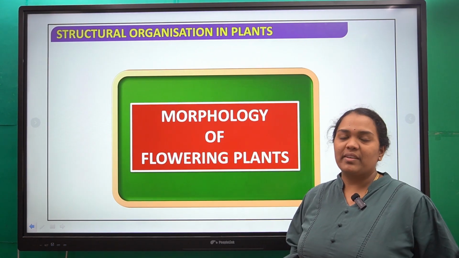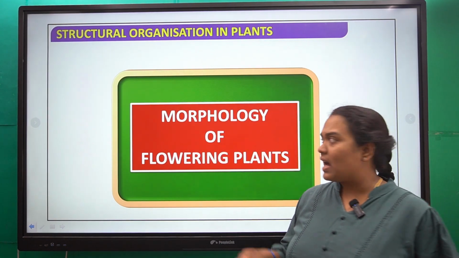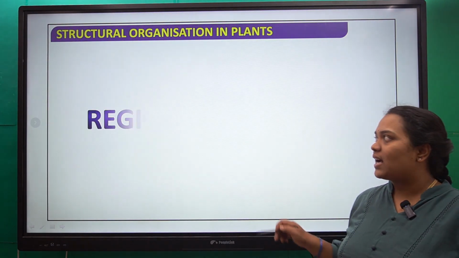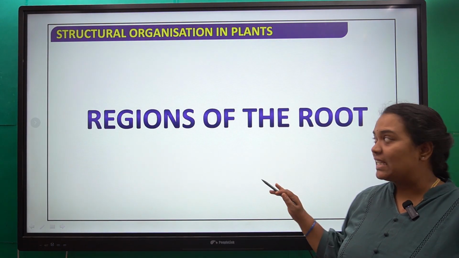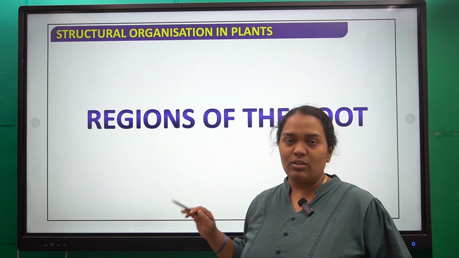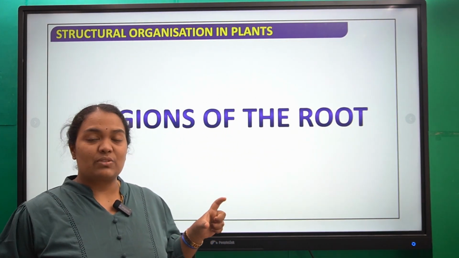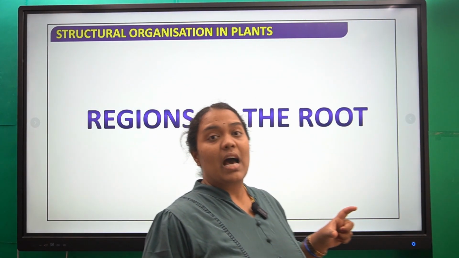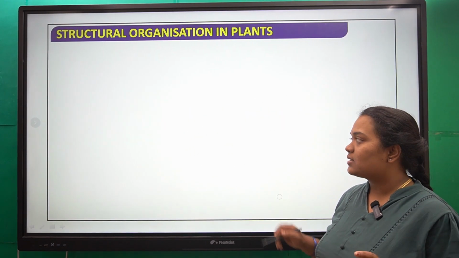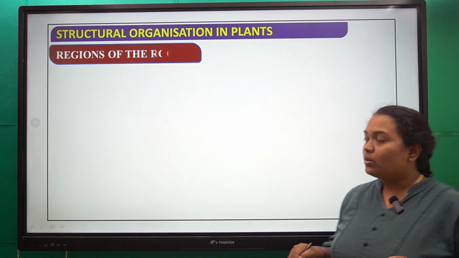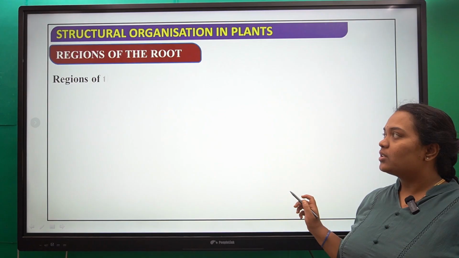Now we are continuing with the next topic, that is part of the morphology of the flowering plant, that is what are the regions of the root. So as you know, you have different types of roots, but the root also has specific structures and specific regions along with the modifications which are seen inside it. So what are the regions of the root?